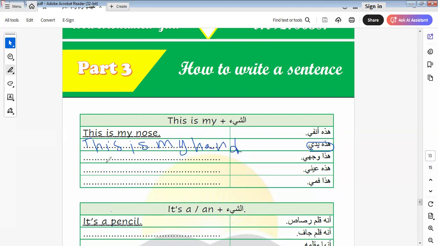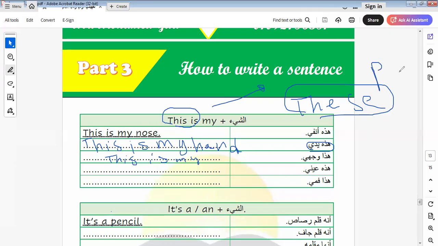This is my face. I say here, this is my face. And I can't put these, because here we oblige you to use this is, not these in the plural, because the plural of the demonstrative this is these. If we want you to write it as a plural, you can write these. I explained this before: this is used for singular near and these is used for plural near. These is for plural near and this is for singular near.